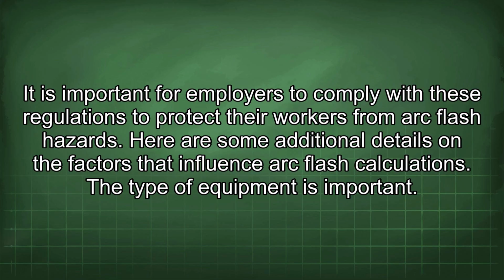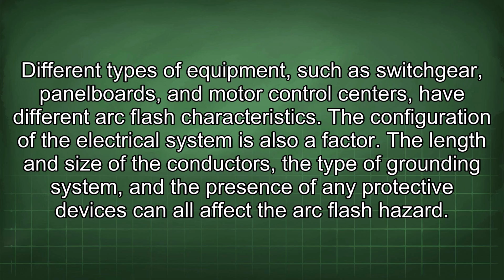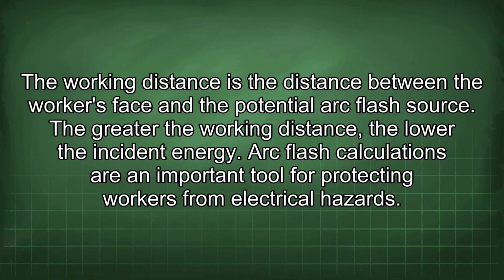Here are some additional details on the factors that influence arc flash calculations. The type of equipment is important. Different types of equipment, such as switchgear, panel boards, and motor control centers, have different arc flash characteristics. The configuration of the electrical system is also a factor. The length and size of the conductors, the type of grounding system, and the presence of any protective devices can all affect the arc flash hazard. The working distance is the distance between the worker's face and the potential arc flash source. The greater the working distance, the lower the incident energy.